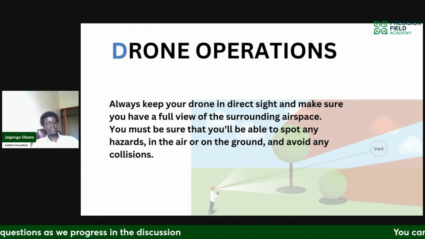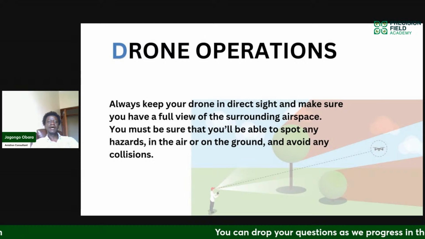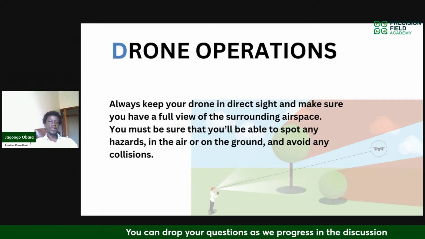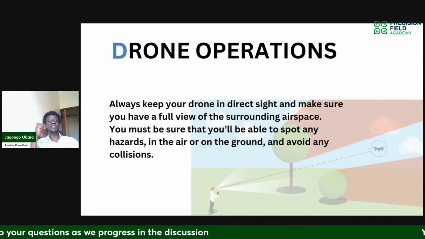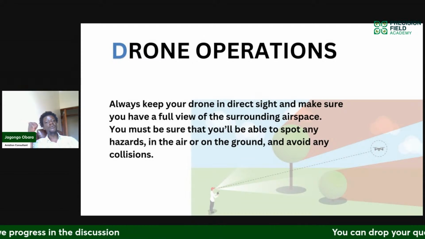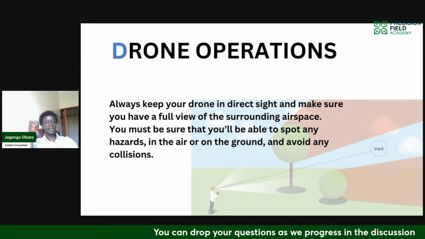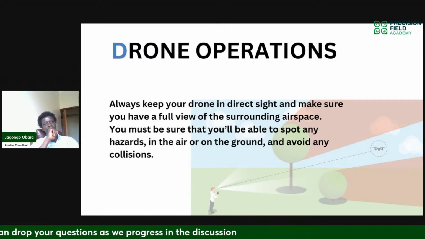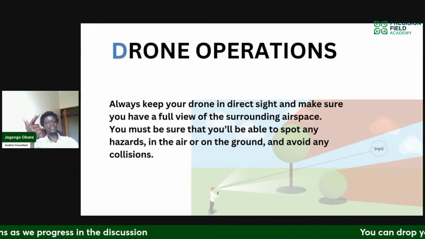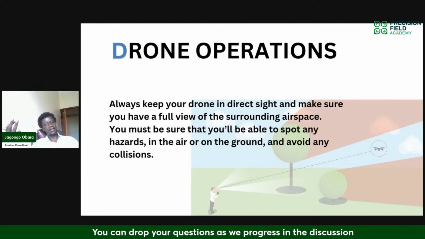And first and foremost, always keep the drone in direct sight and make sure that you have full view of the surrounding airspace. You must also be sure that you are able to spot any hazards, and these hazards could either be in the air or in the ground. And the reason why we're looking out for these hazards is so that we avoid collision. You do not want to collide your aircraft with trees. You do not want to collide your aircraft with the people around. You do not want to collide your aircraft with other aircraft.